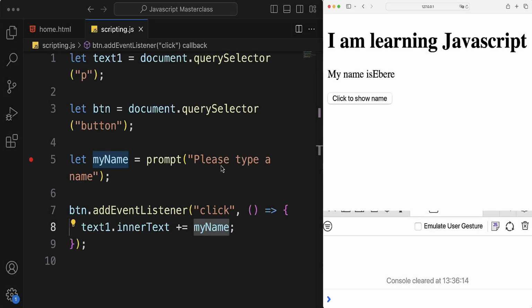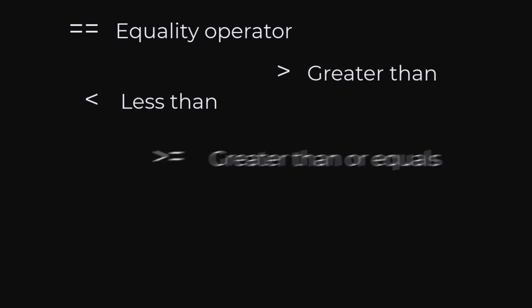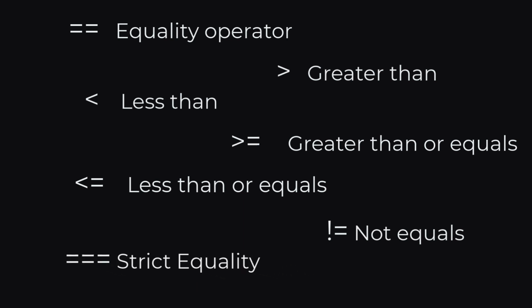Now in this video, we're going to talk about comparison operators. Comparison operators are used to check the equality or difference between variables or values. And we have different sort of comparison operators. So we have the equality operator, we have the greater than, less than, greater than or equals, less than or equals, and not equals, and even the strict equality check, and so on and so forth.